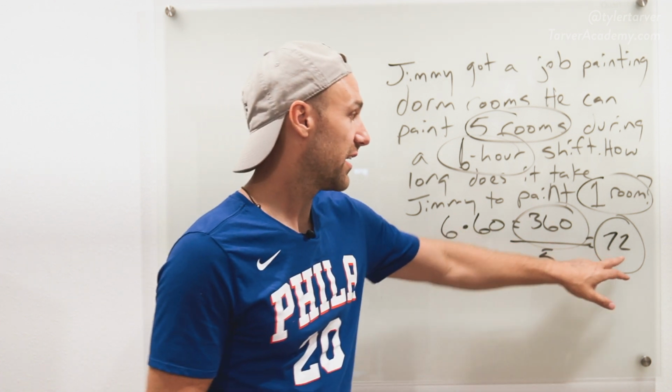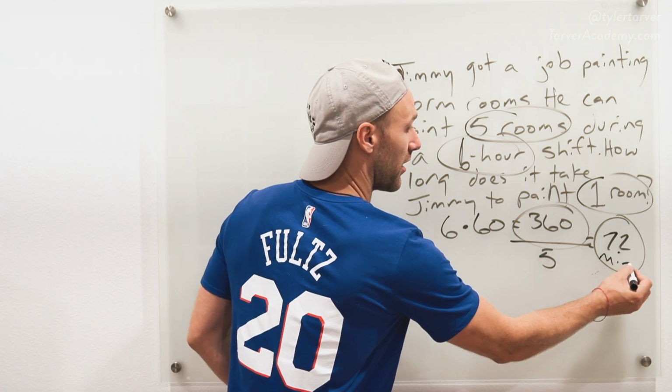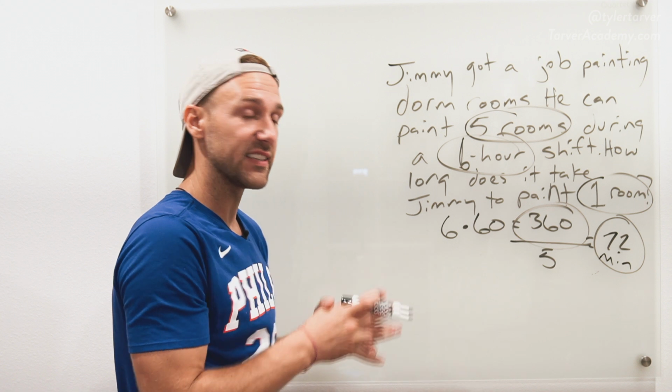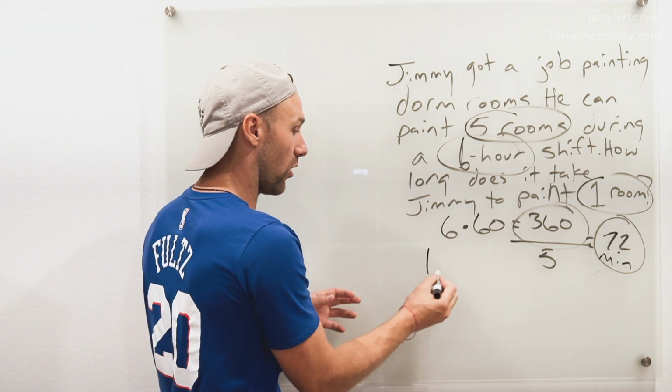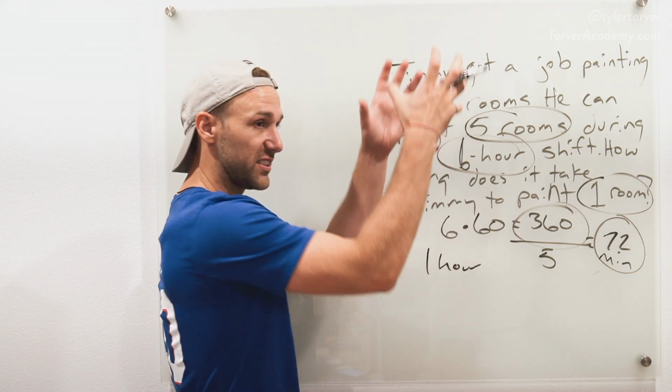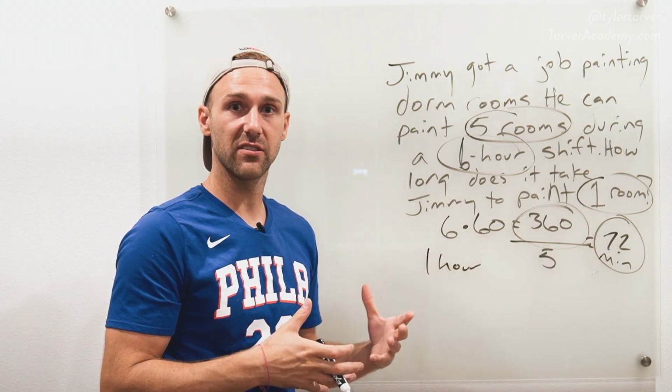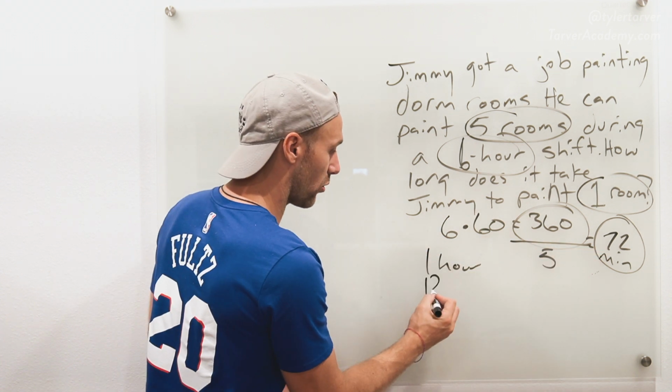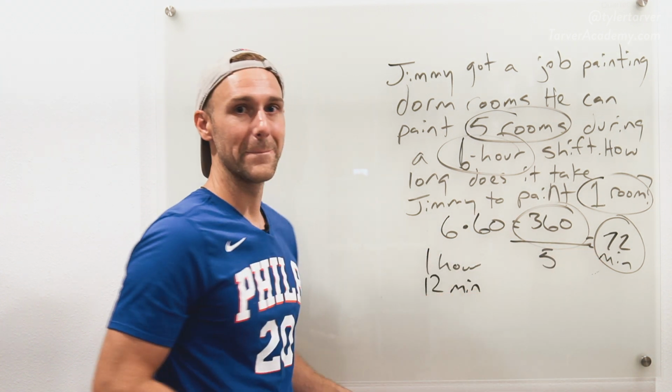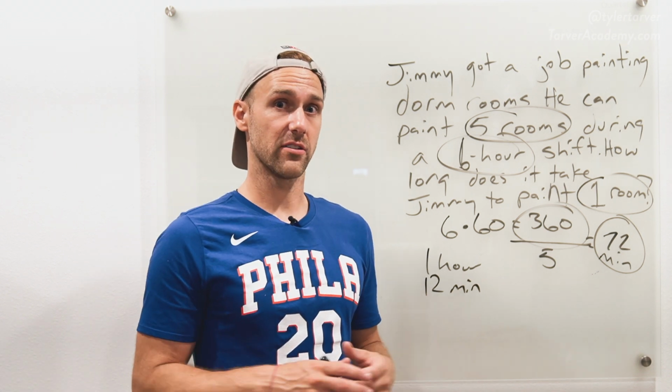Now, there's a good chance that on the multiple choice test, it could give you hours and then minutes. So you know if it's 72 minutes, I know that I can pull 60 minutes out of that and get 1 hour. And when you pull 60 out of 72, how much is left? 12. So it's 1 hour, 12 minutes. And that would be our answer.